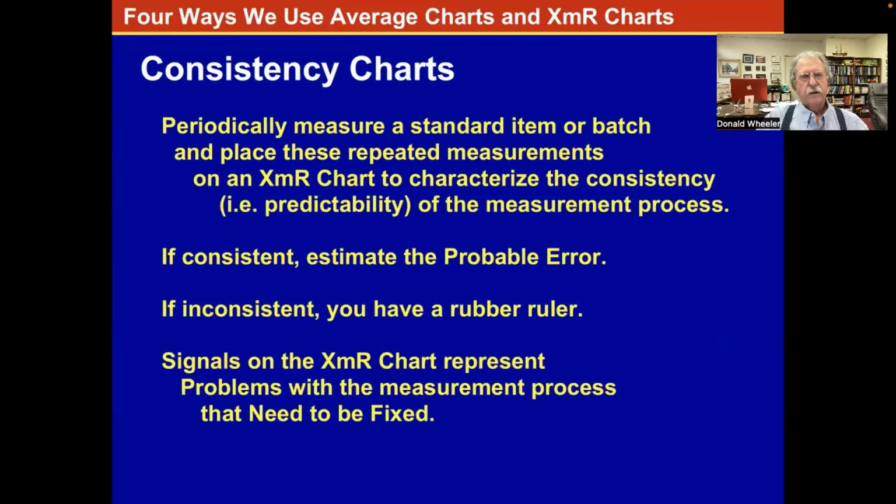Consistency charts. Periodically, we measure a standard item or batch and place these repeated measurements on an XMR chart to characterize the consistency, that is, the predictability, of the measurement process. If consistent, we can estimate the probable error. If inconsistent, you have a rubber ruler. Signals on the XMR chart represent problems for the measurement process that need to be fixed.